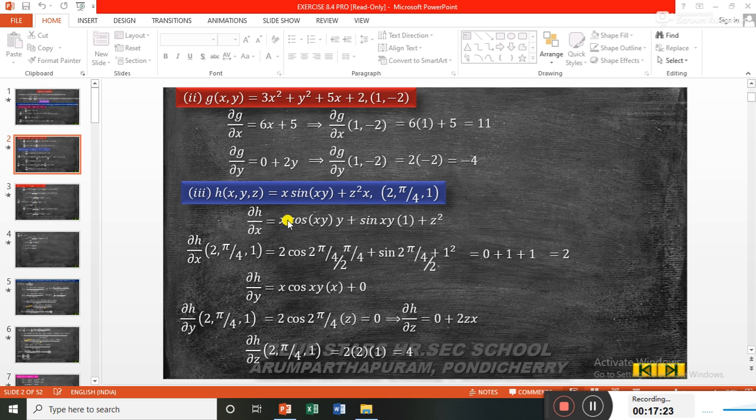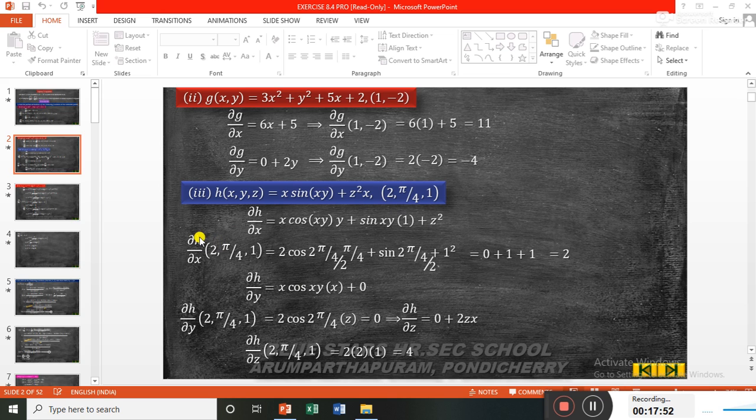So first I write the first function as it is, and I differentiate the second function. The differentiation of sine of xy: the differentiation of sine is cos of xy, and the differentiation of xy is y. Plus, next, I write the second term, sine xy, into the differentiation of x, which is 1. Plus again, the second term z square is a constant. I write it, and the differentiation of x is 1, so plus z square.